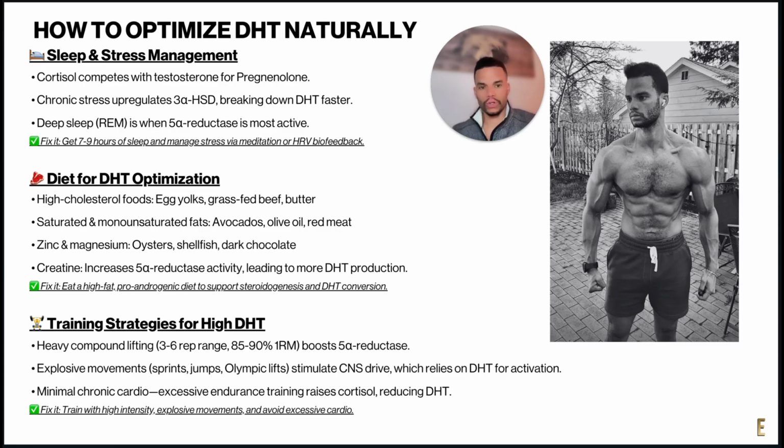And creatine monohydrate, the most commonly available, one of the cheapest forms of creatine, will increase 5-alpha reductase activity, which leads to more DHT production. Creatine is absolutely safe for all ages, so you can even start taking that as a very young youth athlete. It will lead to more DHT production, which will also enhance your ability to build long-term muscle mass throughout your lifespan. So eat higher fat levels, a more pro-androgenic diet to support steroidogenesis and DHT conversion, and pretty much everybody on the planet should supplement with creatine at least 5 grams daily.